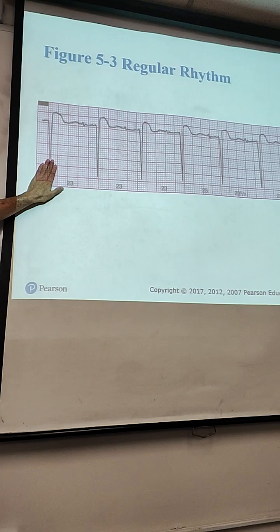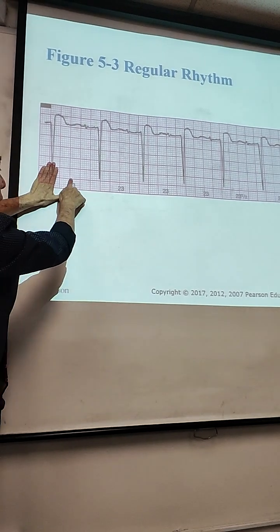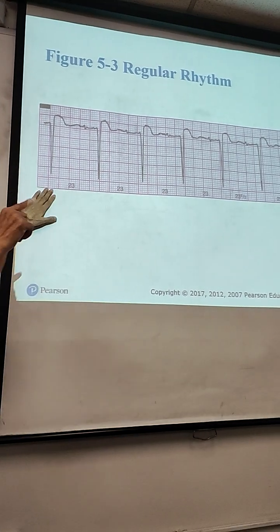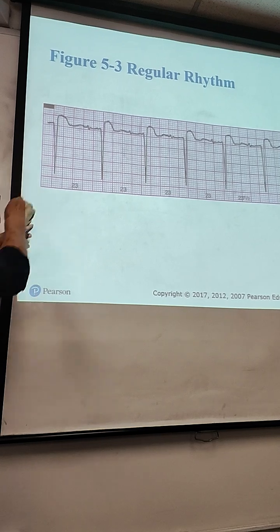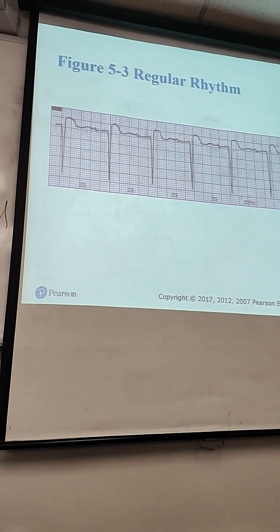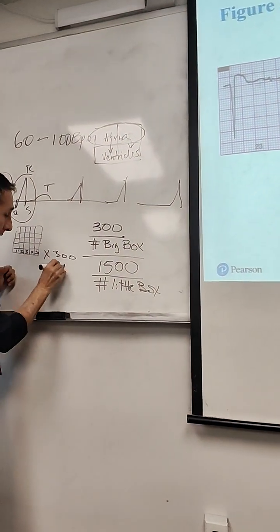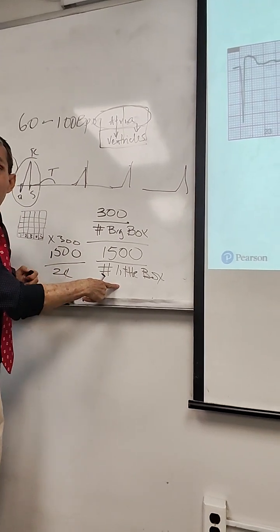4 times 5, 20. 5 little blocks, 1, 2, 3, 4, times 4, 20. But then I have 1, 2, 3, 4, 24. Now, how am I gonna do it? 24. I'm gonna divide 1500 by 24. The number of little blocks, now you understand?